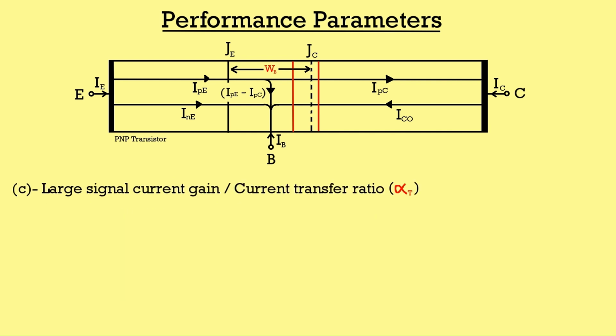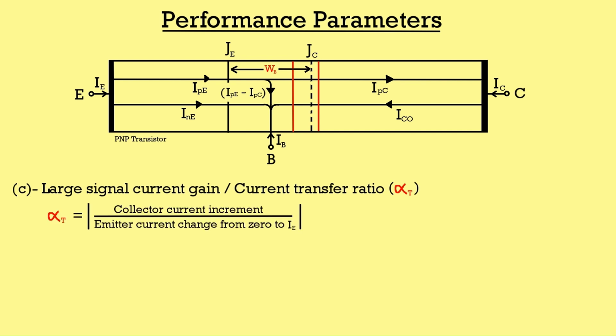The third performance parameter is large signal current gain, which is also referred to as current transfer ratio. This is a very important parameter. Current transfer ratio is defined as a ratio of collector current increment to the emitter current change from 0 to its operating value. This modulus function simply means that current transfer ratio is always positive.